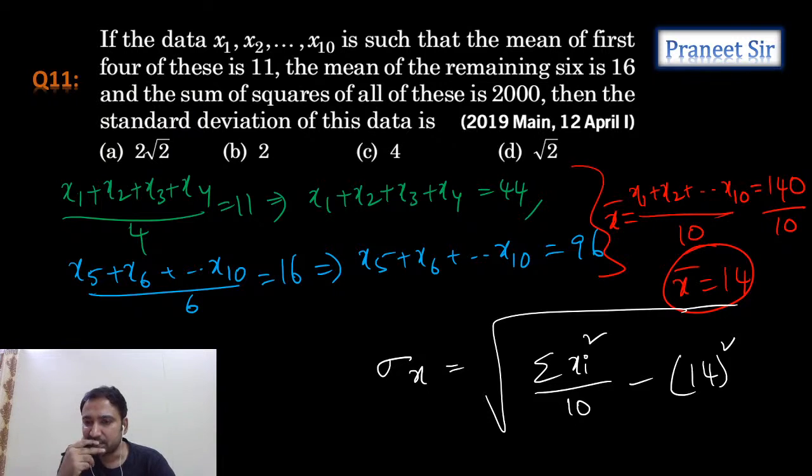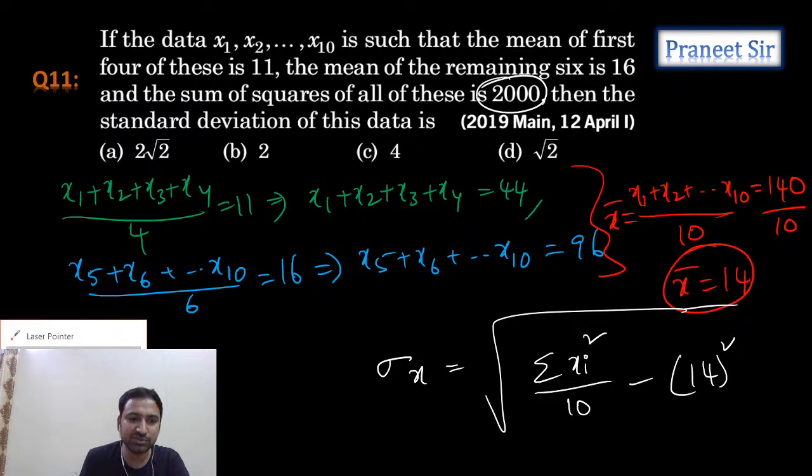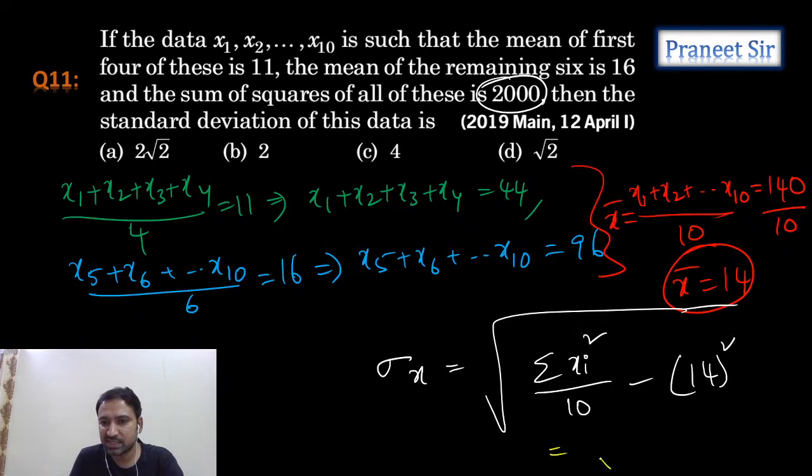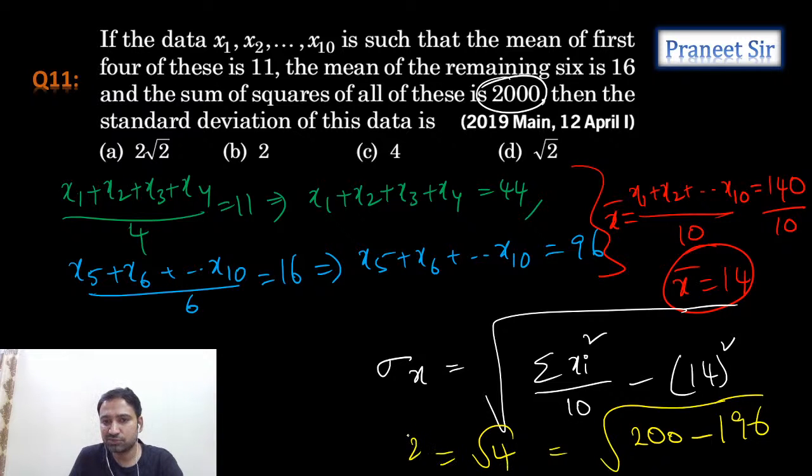Right. So now tell me, guys, what are we getting here? Sigma xi square he gave, the sum of the squares, as 2000. So we need to substitute this 2000 here. 2000 by 10 is 200, minus 14 square, which is 196. Correct? So how much are we getting? Root 4, which is 2. Yes, we're getting 2. So the second option is the answer.